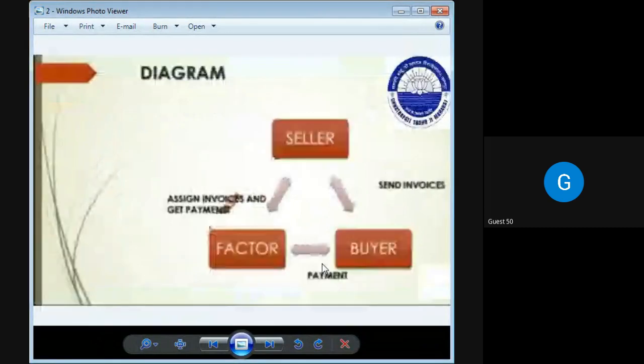How do they provide the services? I will explain it to you through this diagram. Okay, I hope it is visible to all of you. Is this diagram visible to all of you or not? Yes, ma'am. It is visible, ma'am.